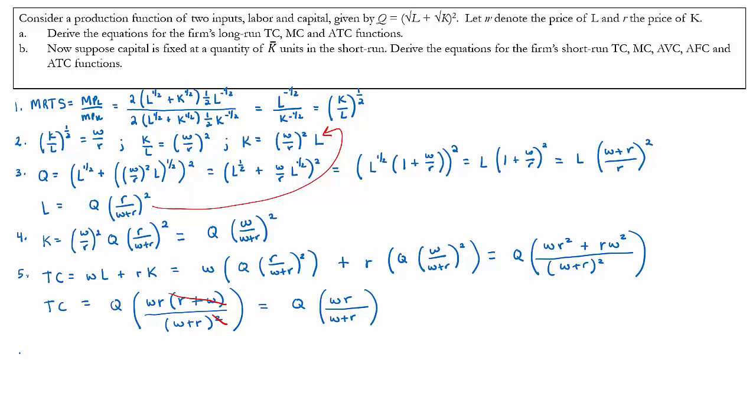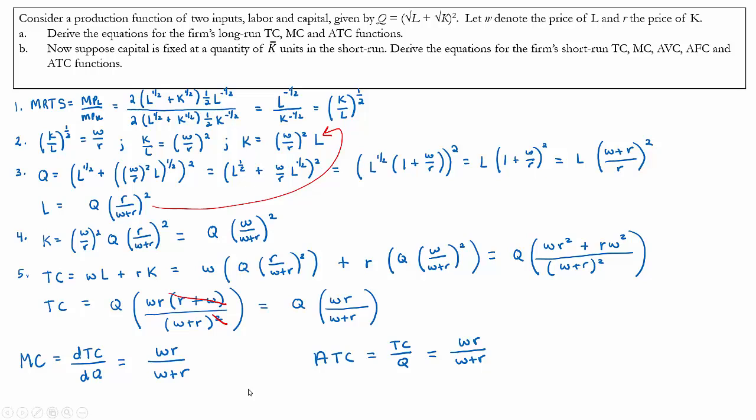To derive the marginal cost, take the derivative of total cost with respect to Q. Here we get a constant WR over W plus R. To get average total cost, divide total cost by Q. Once again, here we get a constant WR over W plus R. So in this example, marginal cost equals average total cost equals a constant equal to the value WR over W plus R.